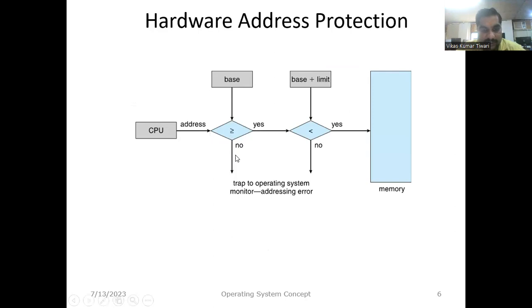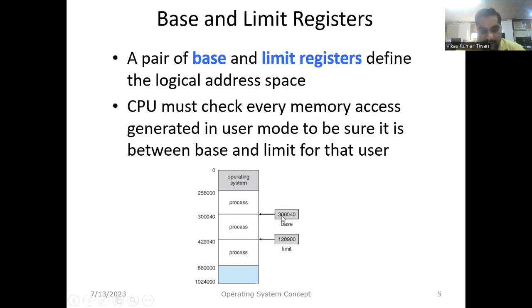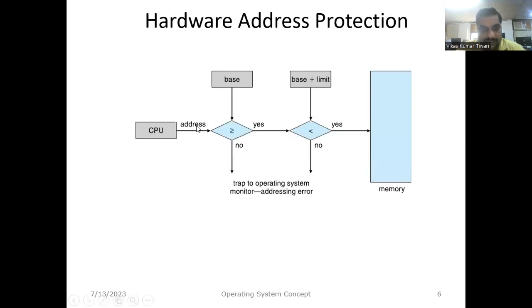If that address is greater than the base address, then it is a valid address. Here in this example, if the address is 30040, it must start from here on. If the base address is greater than the address, then we cannot access it, so it traps to the operating system monitor with an addressing error. If the address is greater than the base address, then yes, we can proceed.